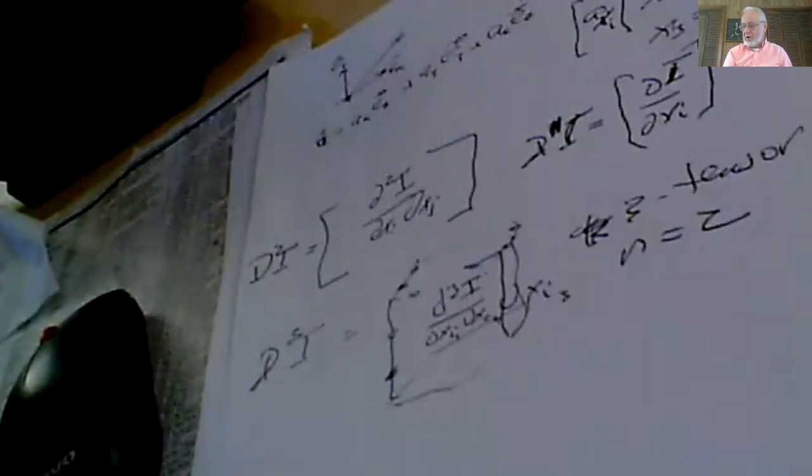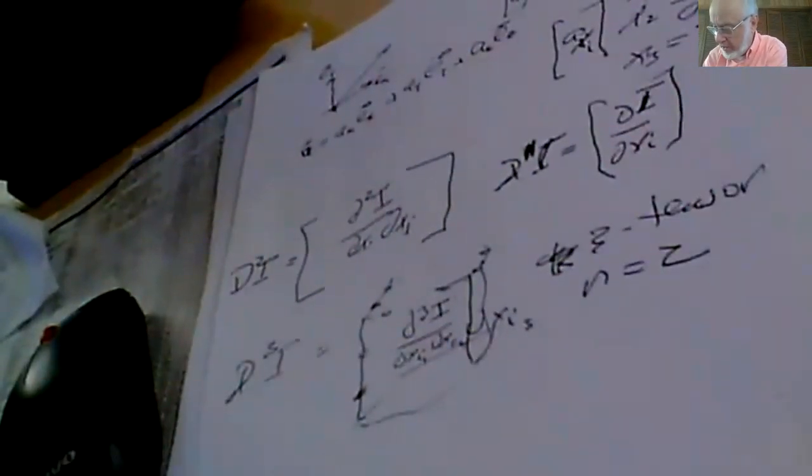So for the 3 tensor for 3 dimensions, what's the size of the cube going to be? Still going to be a cube, it's a 3 tensor. It's 3 by 3 by 3, right? And each one of the subscripts can be either x or y or z, all combinations of 1, 2, 3, will give us 27 entries, right? For this d3I thing.